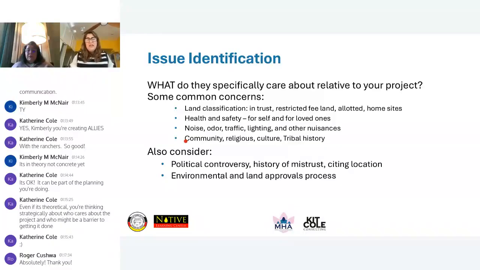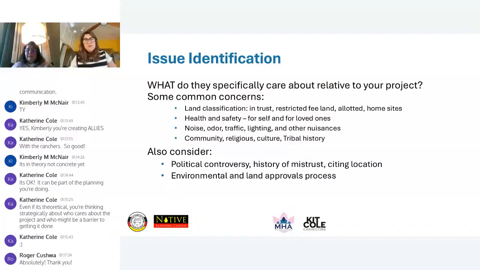And even if, as you wrote, it's in theory and not concrete yet, I totally get that. What you're doing is planning, and that's great. It doesn't have to be concrete yet. It doesn't have to be something you're doing in reality yet, but you're planning for engagement. And that planning for engagement is just as important as the actual doing of it.